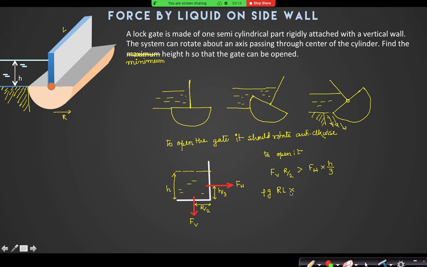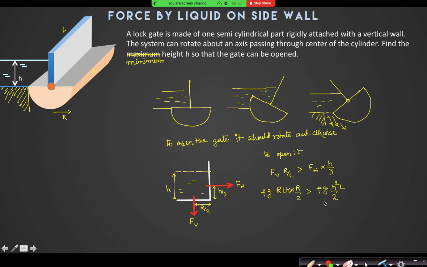Are you getting what I'm doing here? If you have any doubt, you ask me. Fv is equal to rho g, only the weight of the liquid above. And what is Fh? Sir, h also will be there. So into h. Yes, the volume I have to take is RL into h. And what is Fh? Fh is equal to rho g into h by 2 multiplied by h into L.